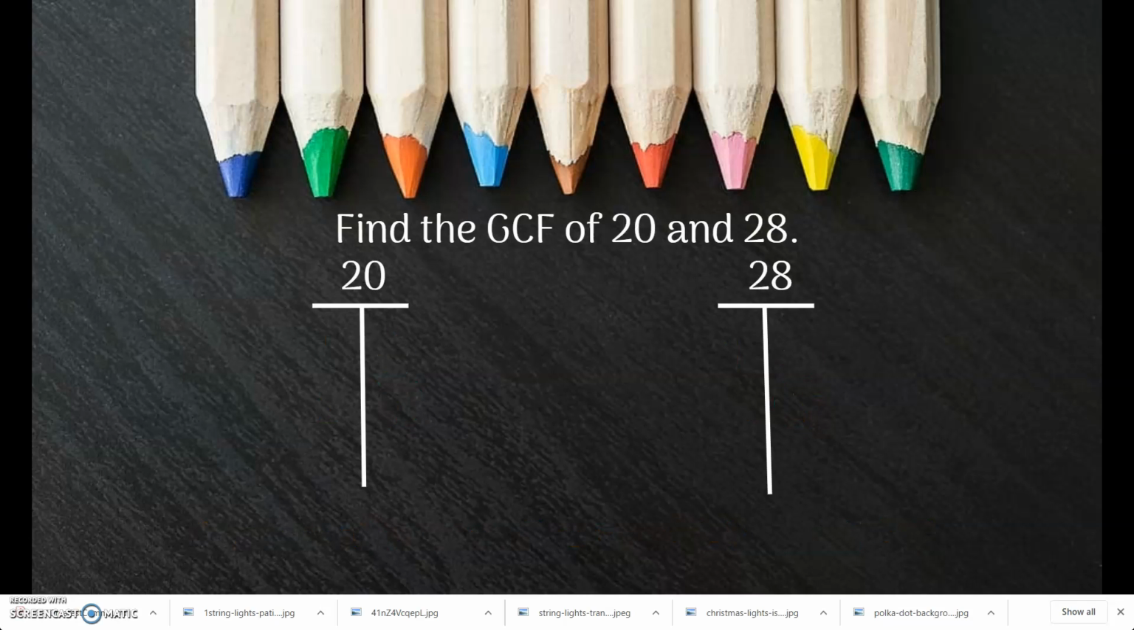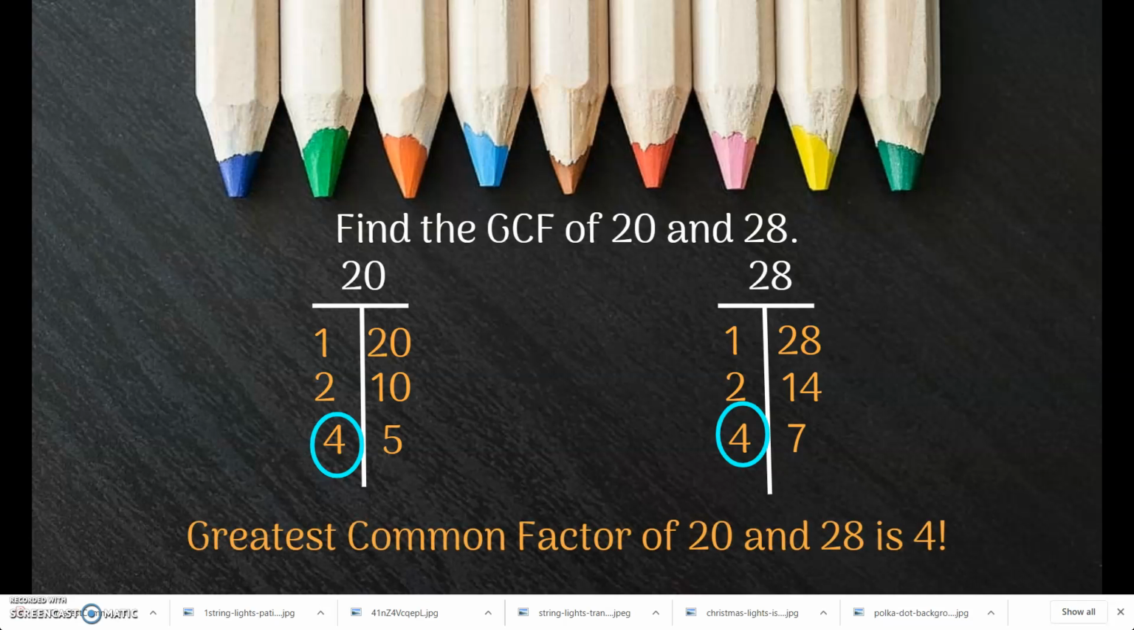Now you try to find the greatest common factor of 20 and 28 on your own. All right, we'll first need to list out the factors of 20. We have 1 and 20, 2 and 10, 4 and 5. Then we need to list out the factors of 28. We have 1 and 28, 2 and 14, and 4 and 7. We now need to find the greatest common factor, which is 4. So the greatest common factor of 20 and 28 is 4.